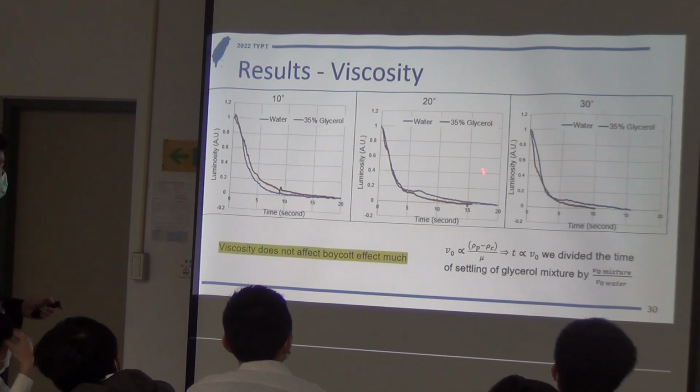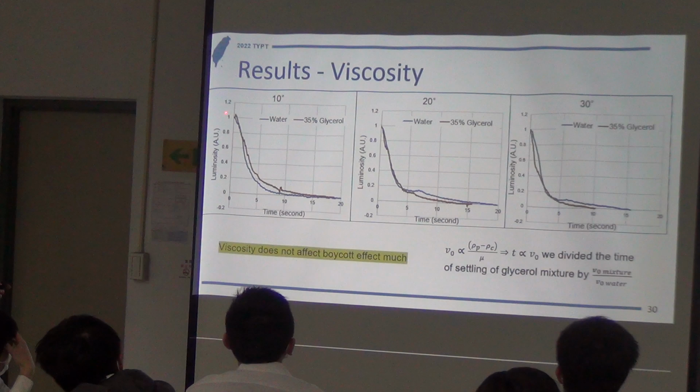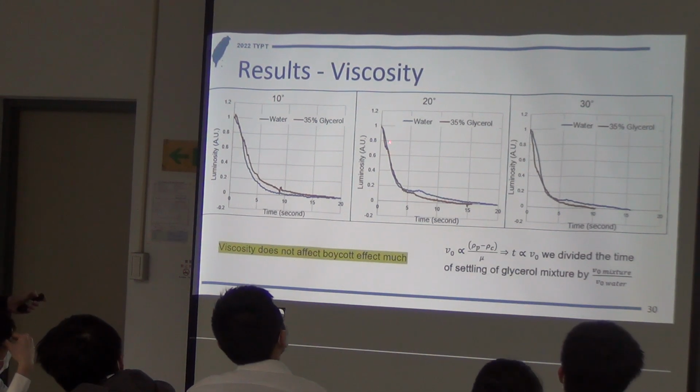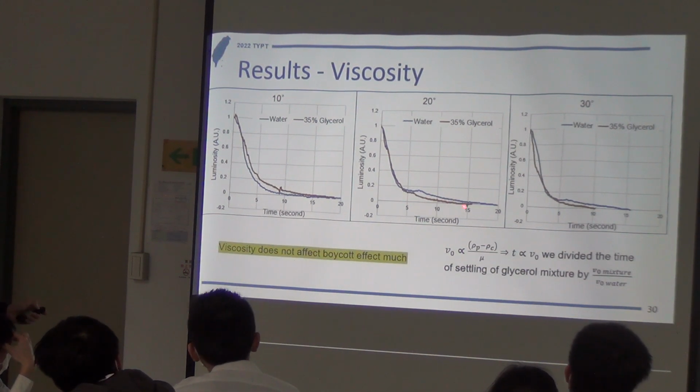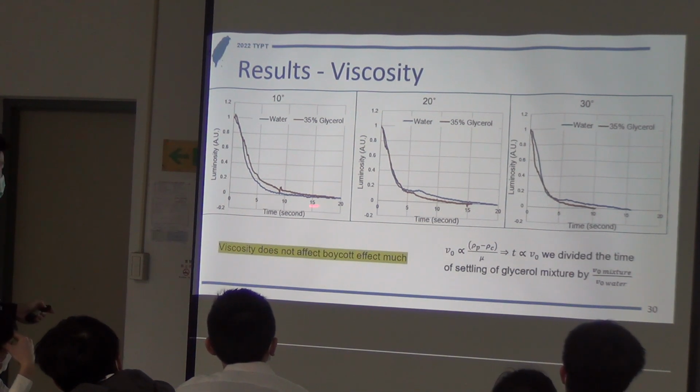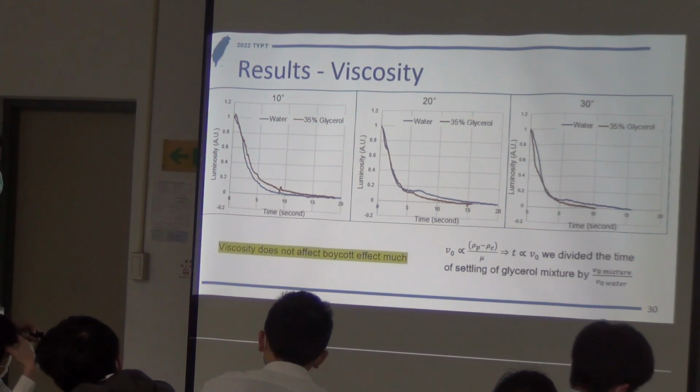And here are the results for different tilt angles. And you can see that after scaling, the lines match quite nicely. So this tells us that viscosity does not affect the Boycott effect much, except it changes the individual particle velocity.